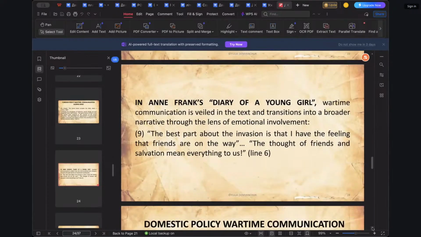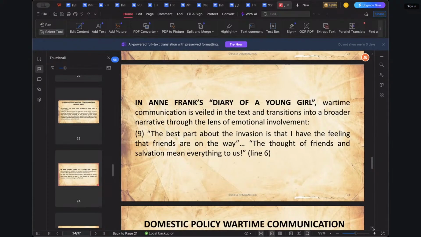In Anne Frank's diary of a young girl, wartime communication is veiled in the text and transitions into a broader narrative through the lens of emotional involvement. In this fragment, we observe an emotionally charged narrative interpretation of Allied military actions reflected in the following lexemes.